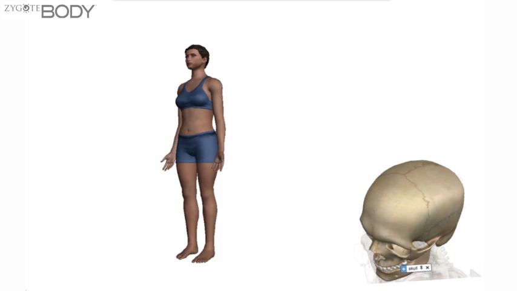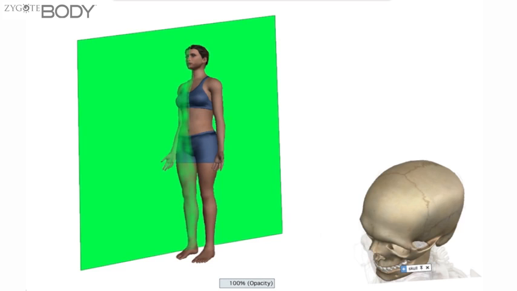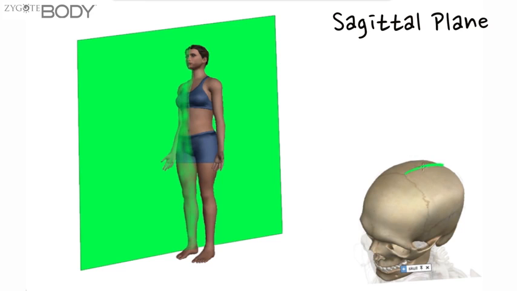Now the first thing that we're going to talk about are cardinal planes. It's important to know that there are three. The first one that I'm going to highlight here is the sagittal plane. Why? Because we have here a skull to show you that the sagittal plane is parallel to the sagittal suture that you see here. This plane runs from front to back and divides the body into right and left.